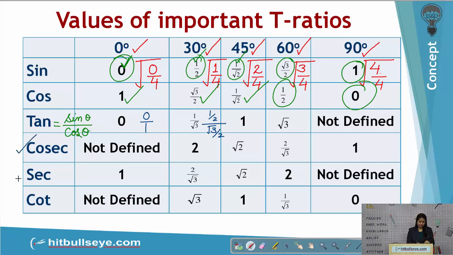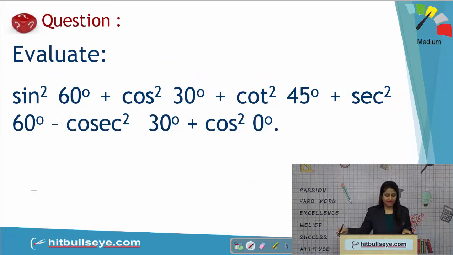And further, we know that cosecant theta, secant theta and cot theta are the reciprocals of sin theta, cos theta and tan theta respectively. So simply you can take reciprocals of all respective values. Okay, let us move to a question which is based on these t ratios. Evaluate sin square 60 degree plus cos square 30 degree plus cot square 45 degree plus secant square 60 degree plus cosecant square 30 degree plus cos square 0 degree.